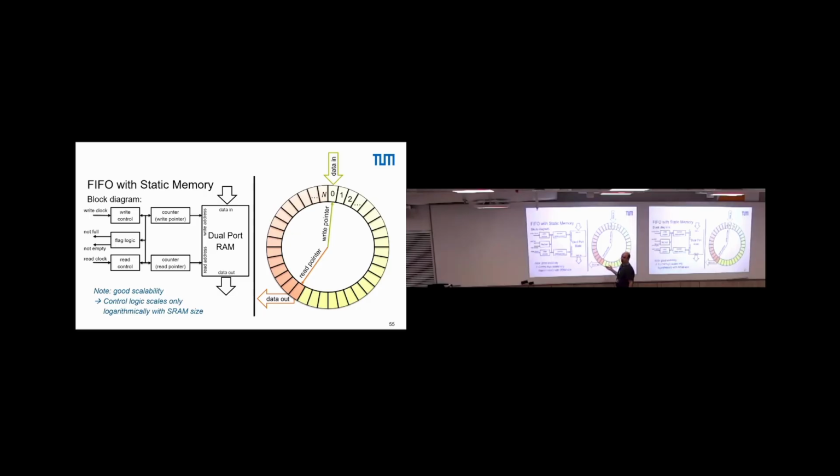When are we full? Well, we are full if the write pointer reaches the read pointer. When are we empty? We are empty if the read pointer reaches the write pointer. So that's pure logic, a comparator of the two counters here. If the write pointer comes here, then we have written everything, but I have not read this point. So we are here with our write pointer. Then we have to say we are full. We cannot write another word, otherwise we would overwrite here.